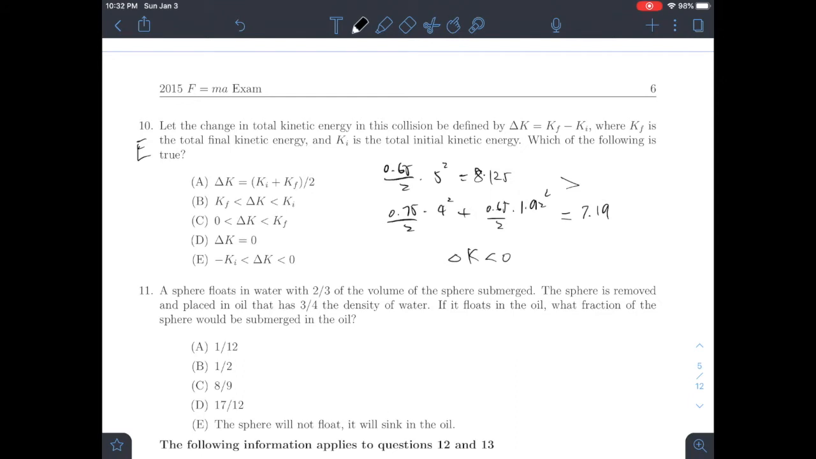Question number 11. A sphere floats in water with 2/3 of the volume of the sphere submerged. The sphere is removed and placed in oil that has 4/3 the density of water.